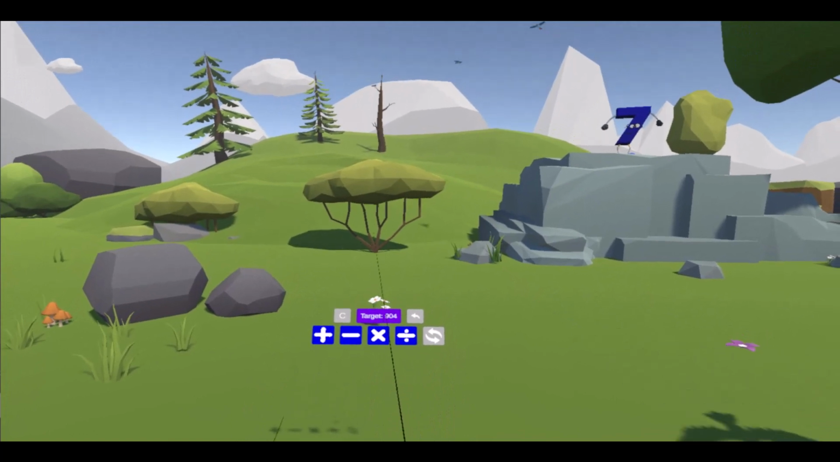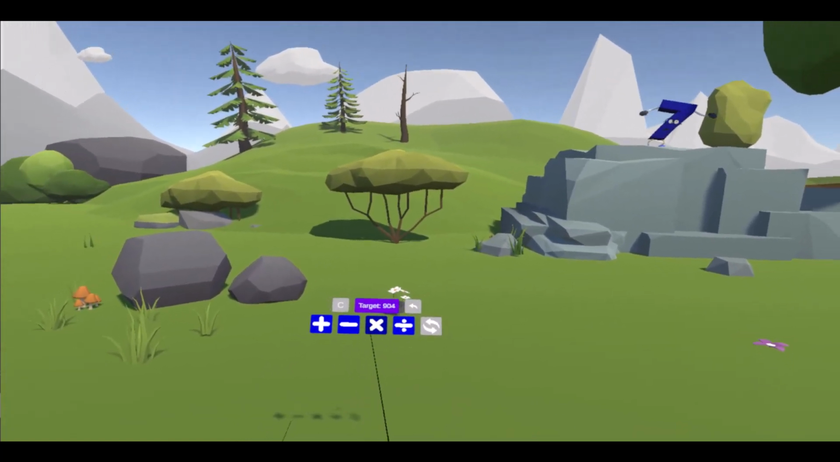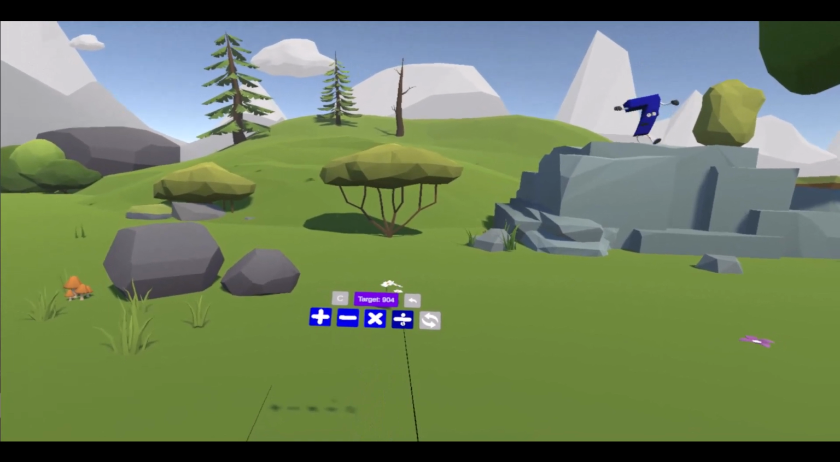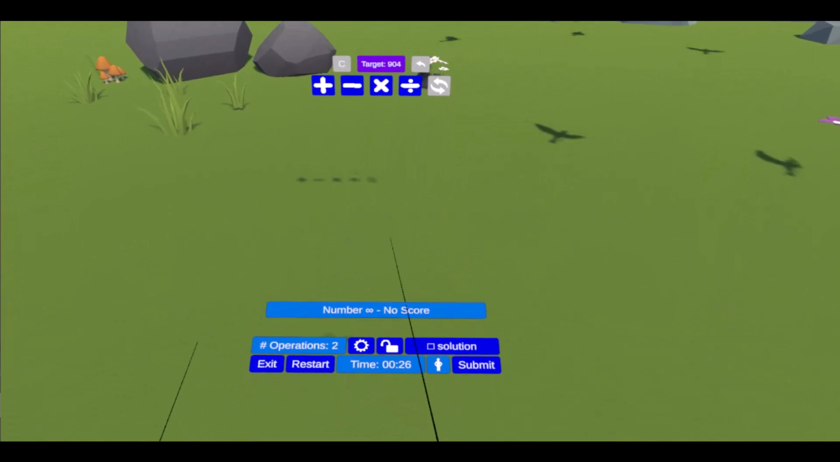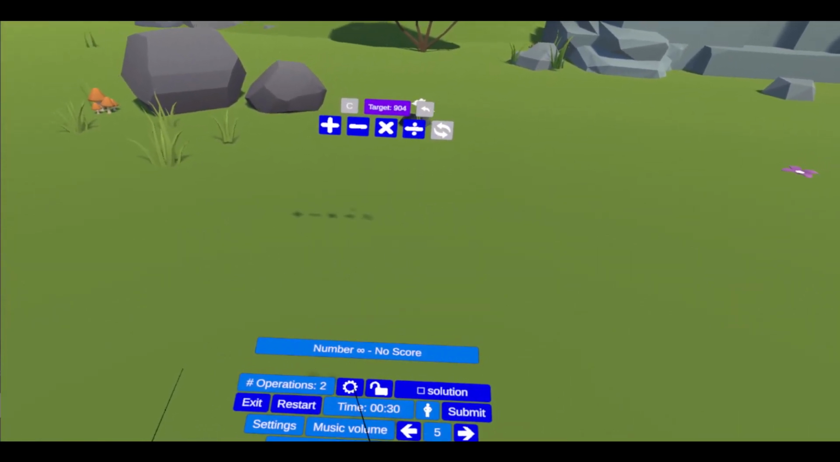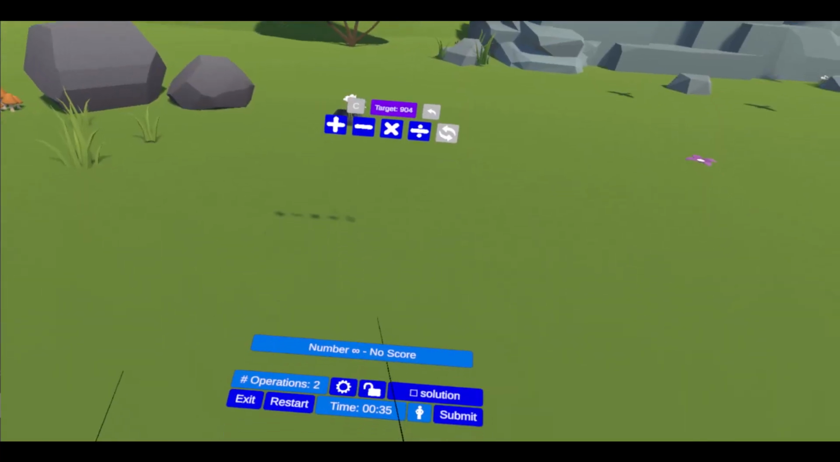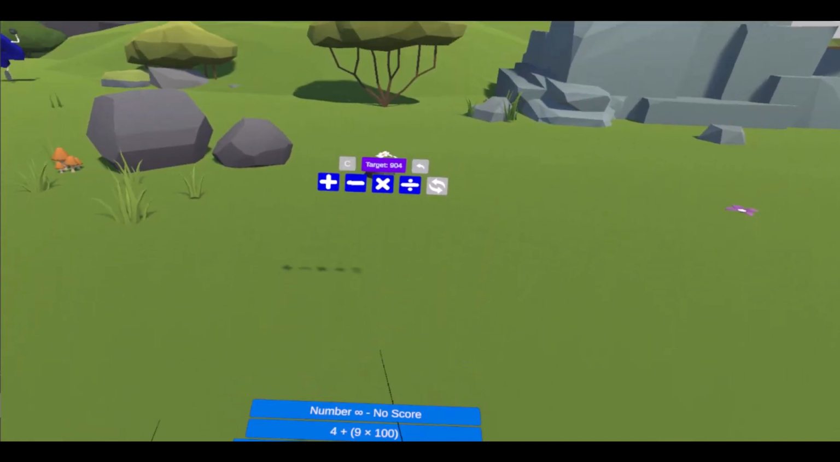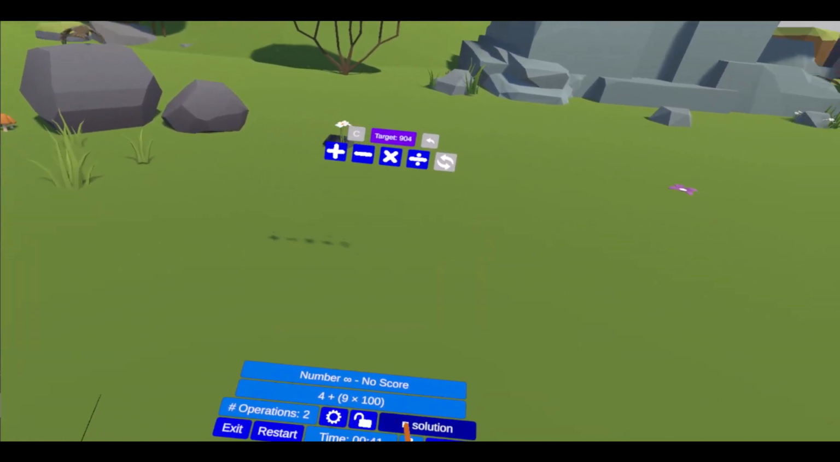So first thing to see is I have a target of 904. Okay, I've got multiplication, subtraction, division, and addition even, the other way around. Okay, and you can see there's no score here, and the number of operations are 2. And then you've got your normal settings, and you can get a solution, which I'll show you in a second. So I'll actually show you a solution now. So this is for practice mode, so you can see it's 9 by 100 plus 4.